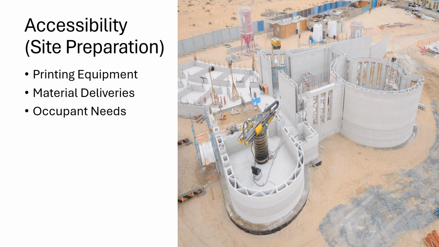The key logistics to site preparation is the accessibility, which allows the installation and setup of printing equipment, the in and out of material deliveries, and any other needs the occupant will have once the building is printed.